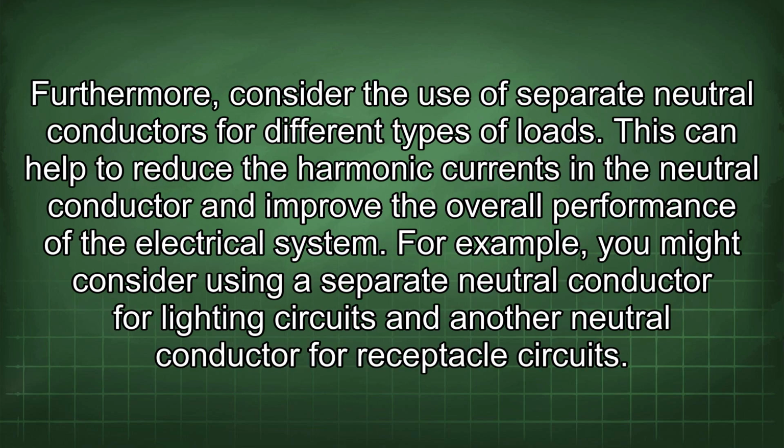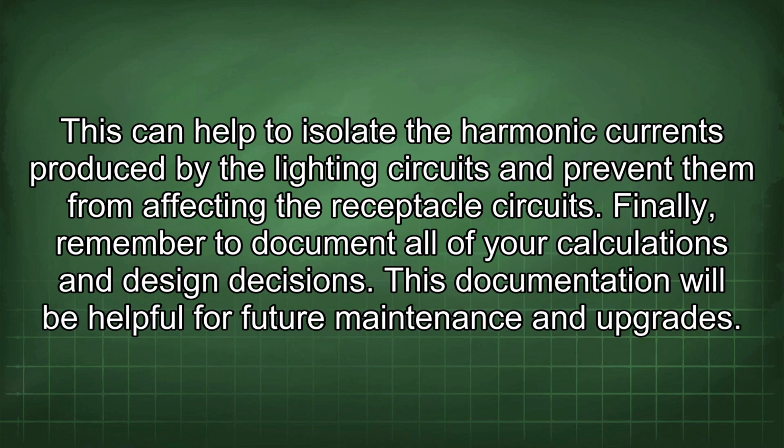Furthermore, consider the use of separate neutral conductors for different types of loads. This can help to reduce the harmonic currents in the neutral conductor and improve the overall performance of the electrical system. For example, you might consider using a separate neutral conductor for lighting circuits and another neutral conductor for receptacle circuits. This can help to isolate the harmonic currents produced by the lighting circuits and prevent them from affecting the receptacle circuits.